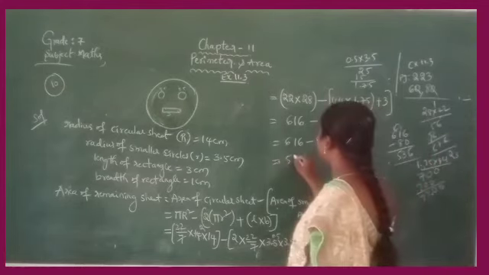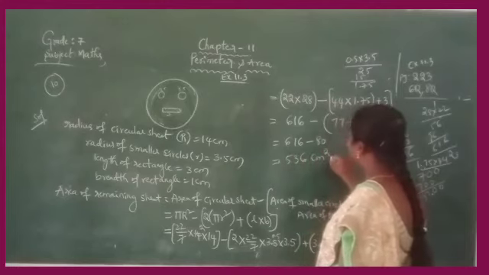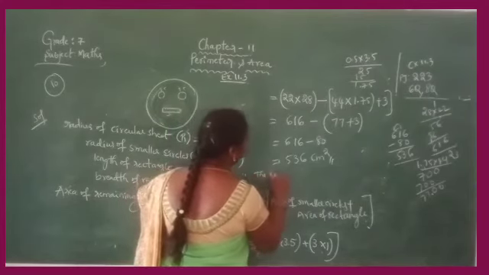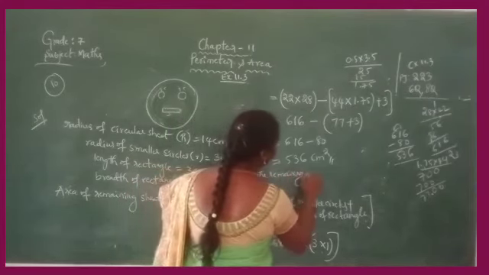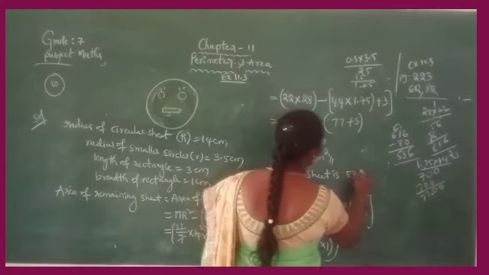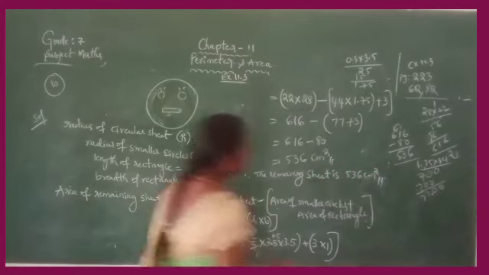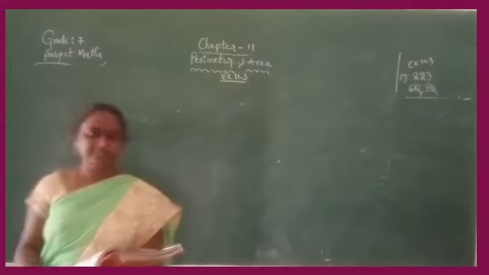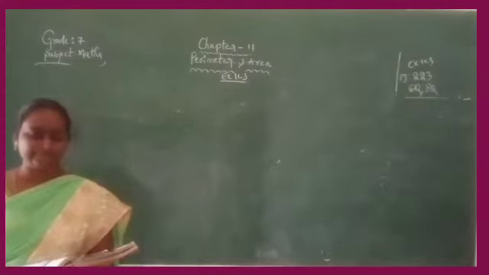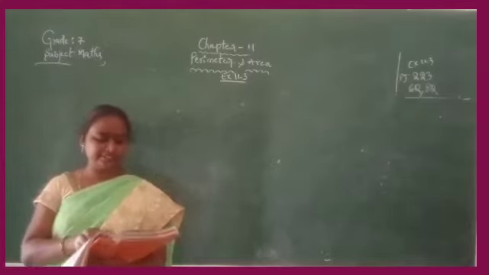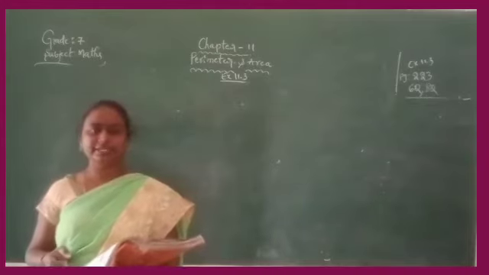So what is the remaining circular sheet? 536 centimeter square. Therefore the remaining sheet is 536 centimeter square. See children, next we come to the 11th question. A circle of radius 2 centimeters is cut out from a square piece of an aluminum sheet of side 6 centimeters. What is the area of the leftover aluminum sheet?